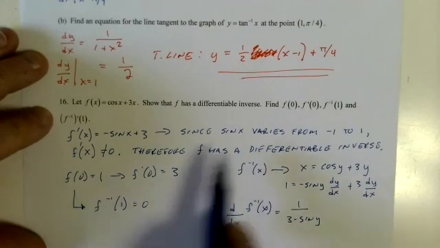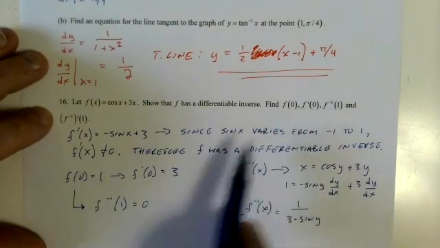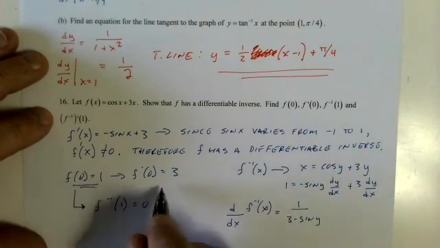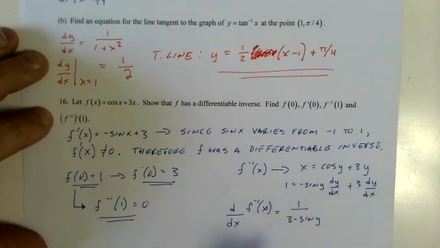So let's see if I got them all. F of 0 is 1. F prime of 0 is 3. F inverse of 1 is 0. Wow, I'm on a freaking roll. I'm very impressed with myself.